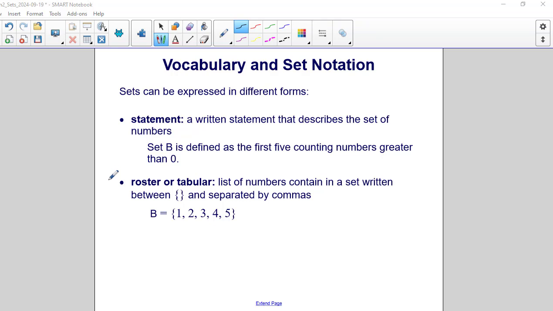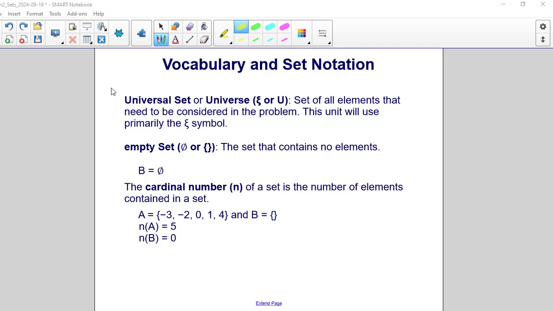Another option is the roster or tabular form. That is defined as a list of numbers contained in a set written in between curly brackets and separated by a comma. This is an example of a set notation in roster or tabular form.